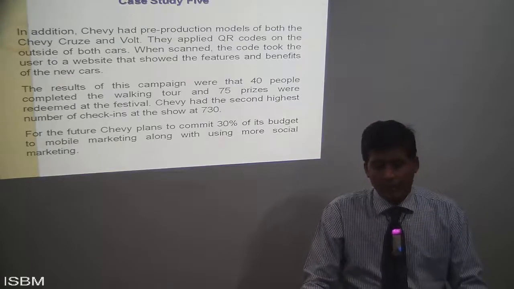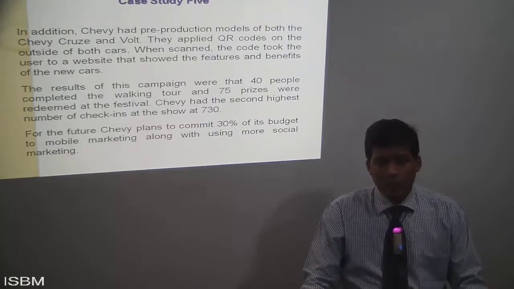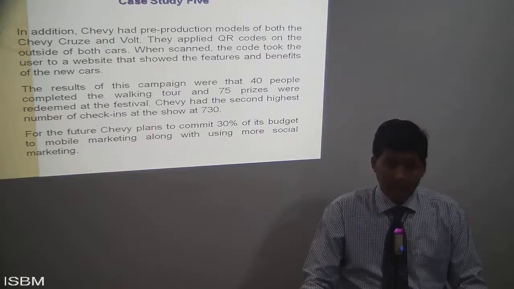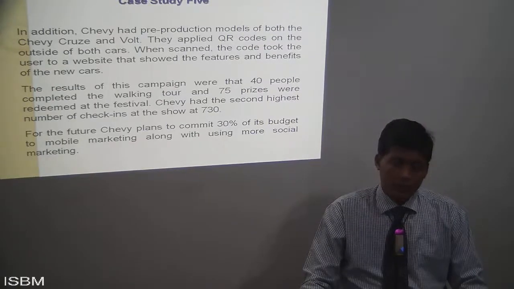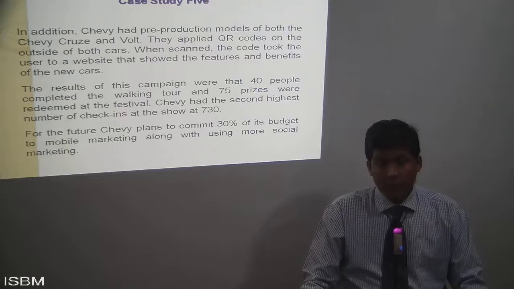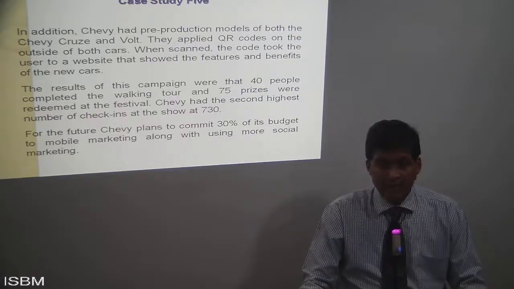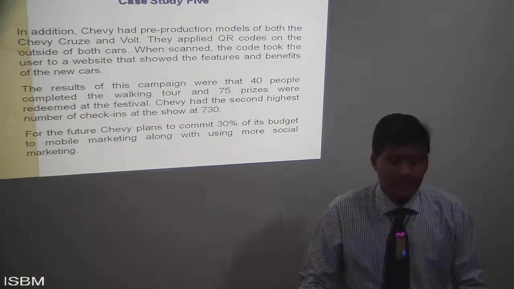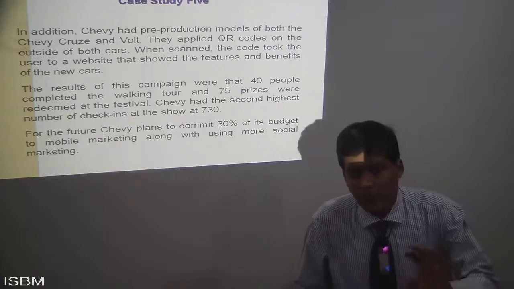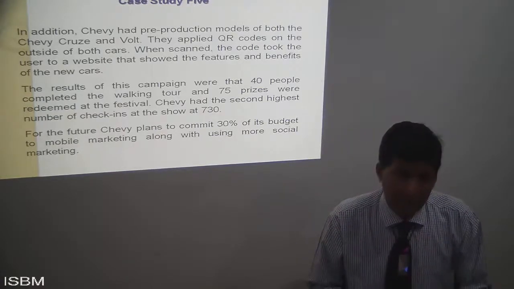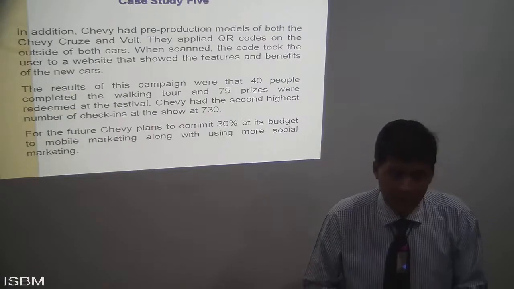In addition, Chevy had pre-production models of both the Chevy Cruze and Volt as well. They applied QR codes on the outside of both cars. When scanned, the code took users to a website that showed the features and benefits of the new cars as well. So these kinds of link-ups helped awareness, so that the end consumer can go and contact the website of the vehicle as well.